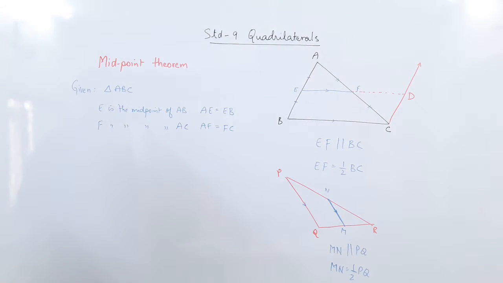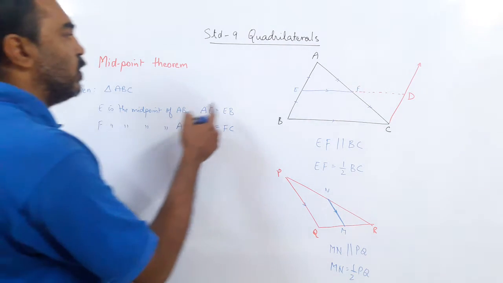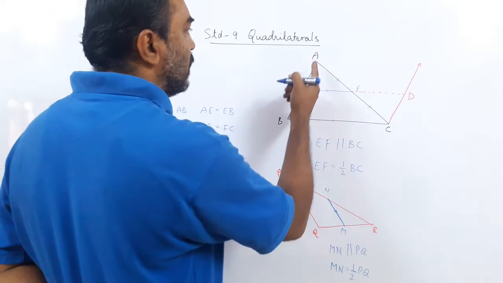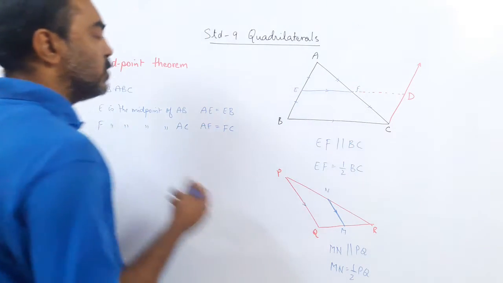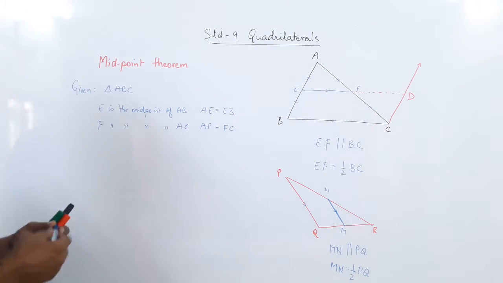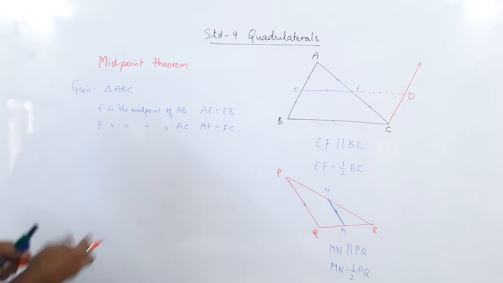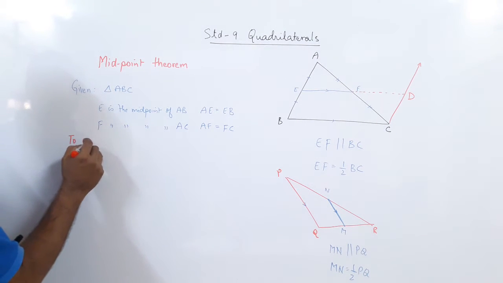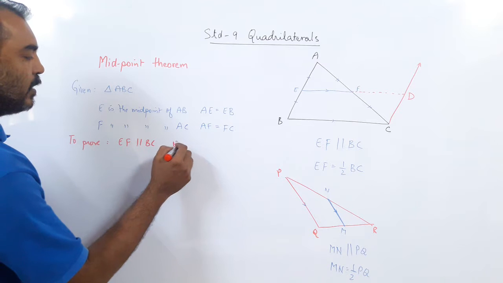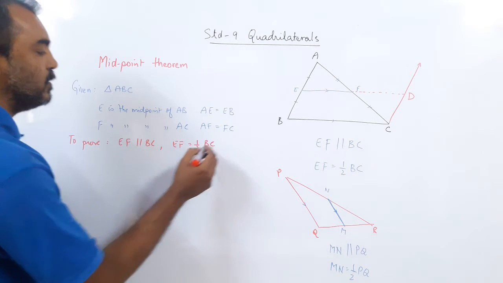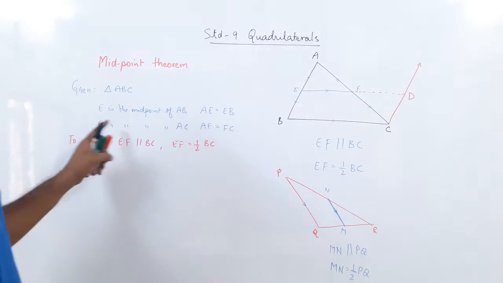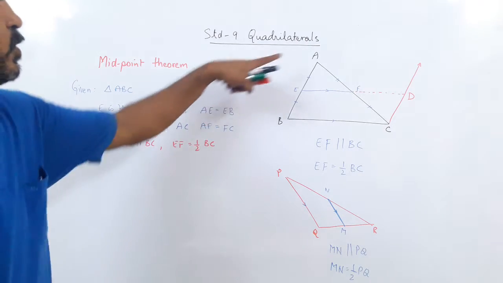Okay, so this is given. We got a triangle ABC. E is the midpoint of AB means AE and EB are equal, and we have got AF and FC are also equal because they are midpoints. Now when we join the midpoints, then we have to show, or we have to prove, that EF is parallel to BC and EF is also half of BC. Have you followed what is given? We are given triangle ABC where E is the midpoint of AB one side, so AE is equal to EB.